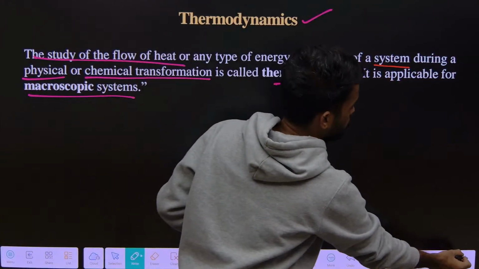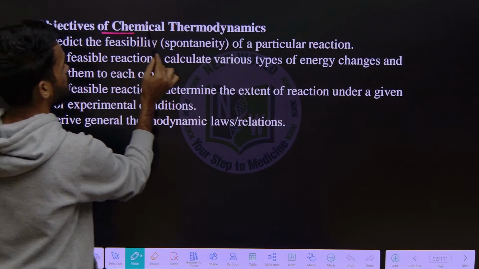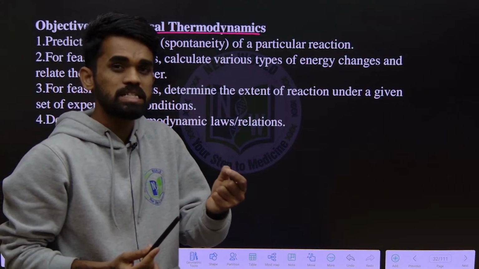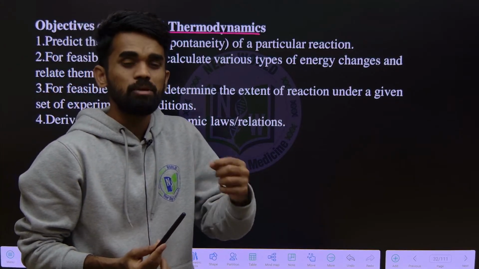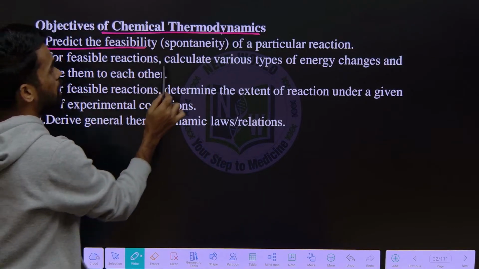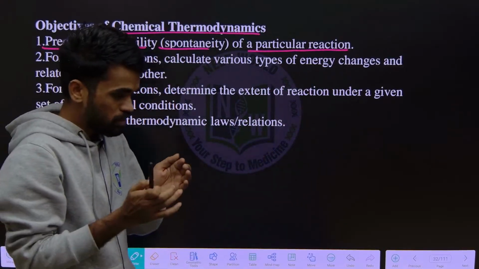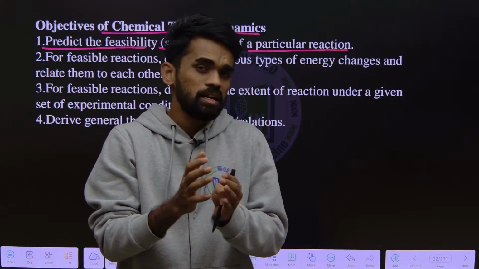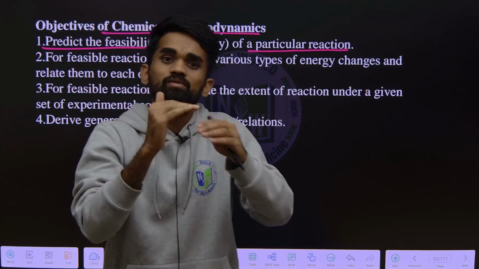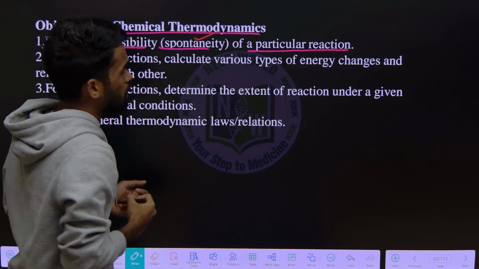And where do we use this thermodynamics in our daily life? The main objective of chemical thermodynamics is to predict whether a particular reaction is feasible or not, whether it is spontaneous or non-spontaneous. There are some chemical reactions which happen at higher temperature but are not possible at lower temperature, or vice versa. That is what we call the spontaneity of a chemical reaction.